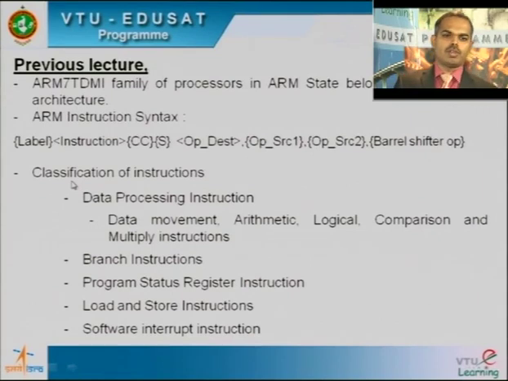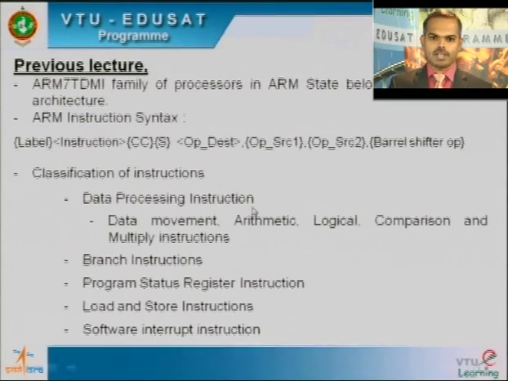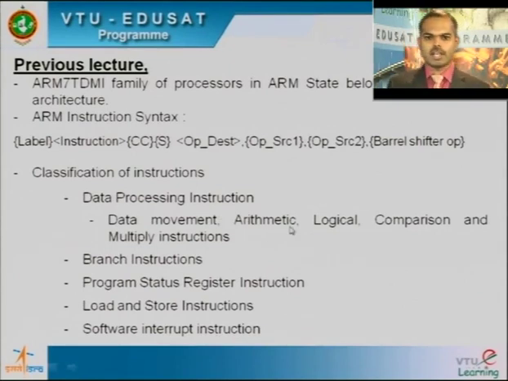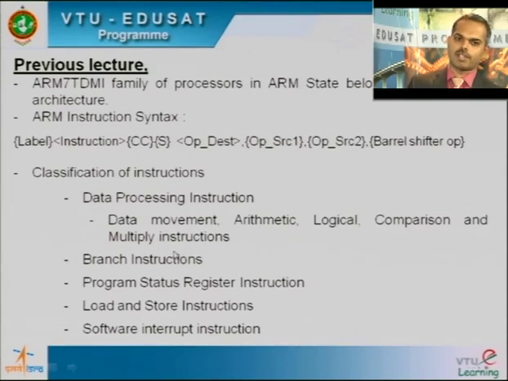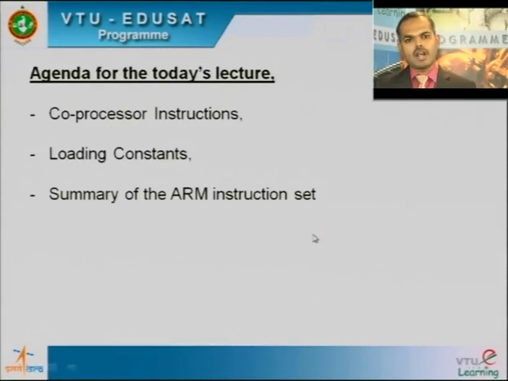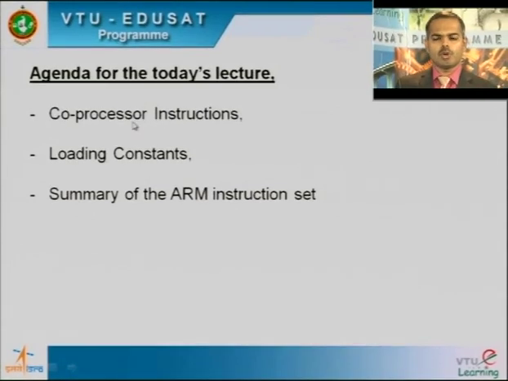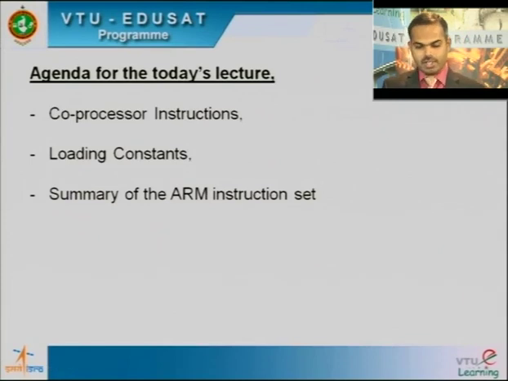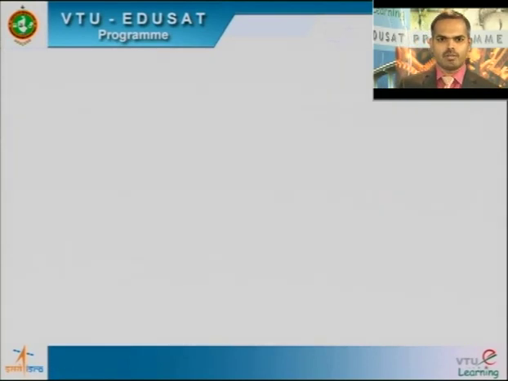The ARM instruction set can be classified into data processing instructions, which include data movement, arithmetic, logical, comparison, and multiply instructions, then branch instructions, program status register instructions, load store instructions, and software interrupt instructions. Till here we studied in the last class. The agenda for today's lecture: coprocessor instructions, loading constants, and summary of the ARM instruction set. With these three points, we will follow the lecture today.